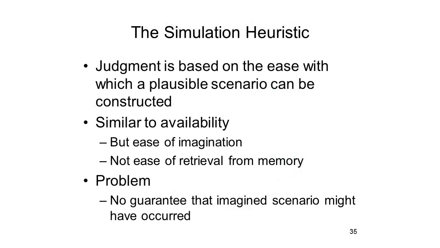In the simulation heuristic, judgments are based on the ease with which plausible scenarios can be constructed. It's similar to the availability heuristic, but here's the difference. In the availability heuristic, the judgment is based on the ease of retrieving information from memory. How many words can you think of that begin with the letter K? But in the simulation heuristic, the judgment is based on the ease with which you can imagine something happening. And of course, the problem is that there's just no guarantee that the scenario you imagine might actually have occurred.